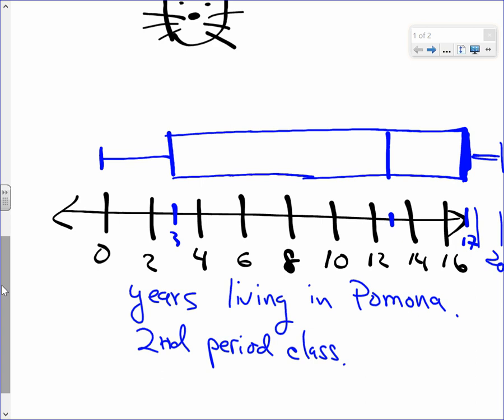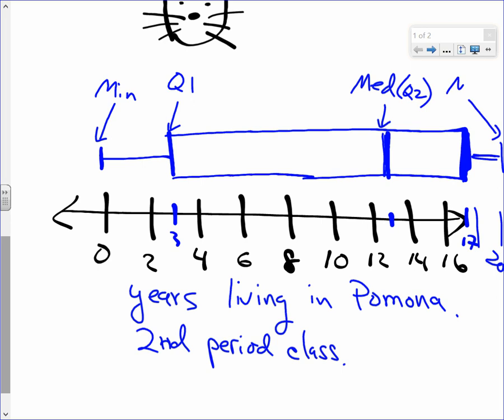Just before I close the notes, let's talk about what each one means. This was your minimum. Just put a MIN. The beginning of the box is quartile 1. This line inside the box is your median. I'll put MED, or quartile 2. Remember, quartile 2 and the median mean the same thing. And this is your max. And this is quartile 3 right here. The end of the box is quartile 3. So you got to know what each part means. That, ladies and gentlemen, is a box and whisker plot.